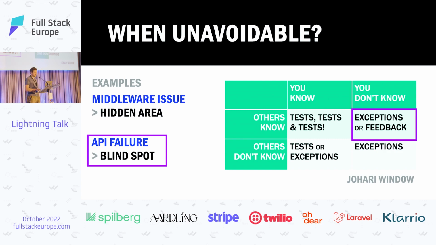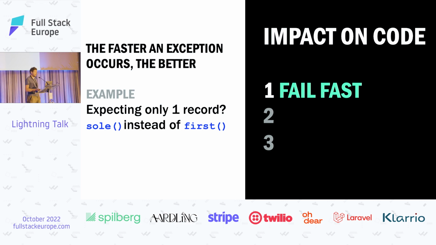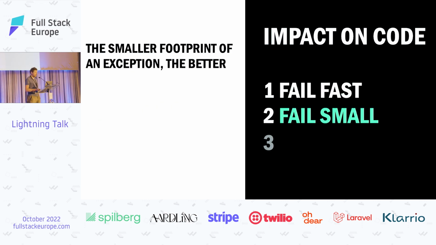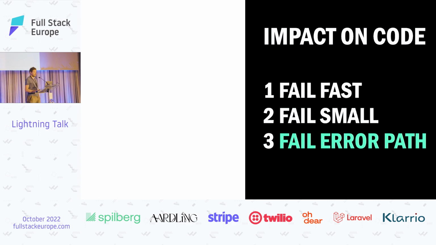Okay, it has an impact on the way I write my code. Typically, I want to fail fast because I want to find out as soon as possible that something is failing. So I use SOL, for instance, instead of first trying to rule out the rare cases. I fail small. I make everything that happens as atomic, or as microservice-thinking-like, as possible. For instance, instead of sending a batch of mails in one job, I make one job for dispatching, and one for each mail. If something is wrong with an email address, it fails there. And then I fail in my error path.